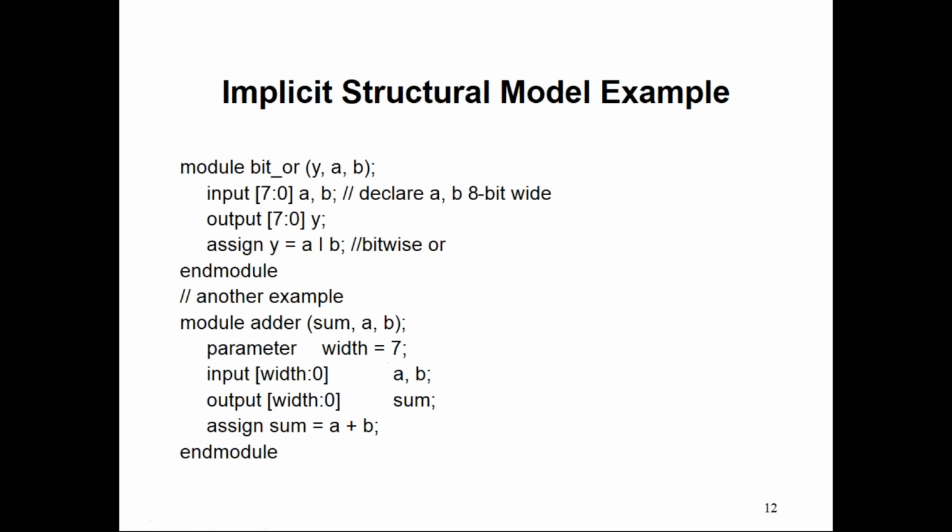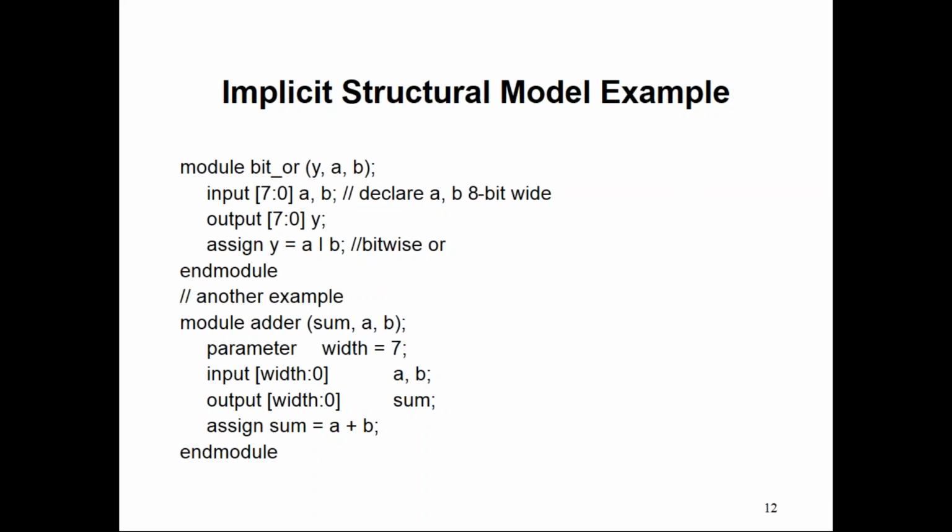Some programs constantly change the width, so in that case we use the parameter. For example, if I am designing a multiplier and I have to increase the width from 8 bit to 16 bit, I will just change this 7 to 15. It will automatically create the input width from 15 to 0 of a comma b, and output of 15 to 0 of sum, and assign sum equal to a plus b, so the sum is a 16-bit wide sum.